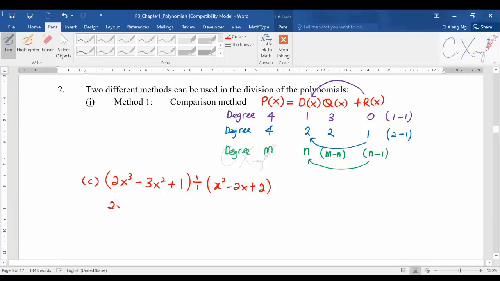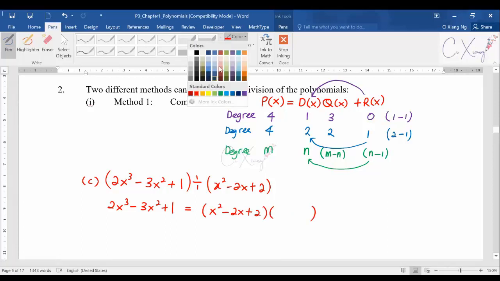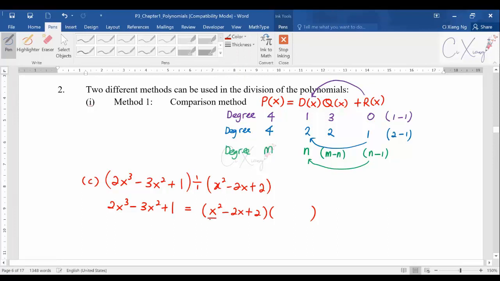Okay, so first your P(x) equals the divisor. The divisor is x squared minus 2x plus 2. Then you want to find your quotient here. So what is the degree of your quotient? You can decide the first term of the quotient straight away. x squared multiplied by something to get 2x to the power 3. So what is the something here? It should be 2x.